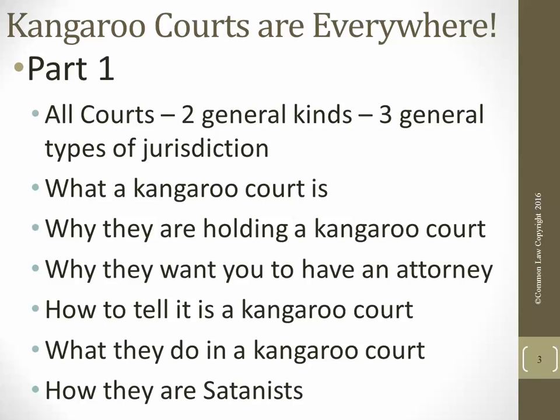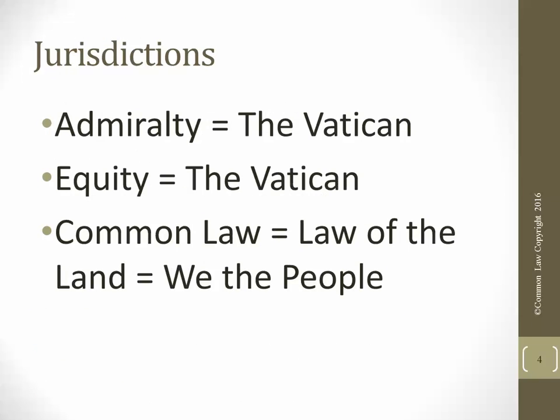All courts, there's two general kinds of courts. These are things we're going to cover. There's three general types of jurisdiction, what a kangaroo court is, why they're holding a kangaroo court, why they want you to have an attorney, and how to tell it is a kangaroo court and what to do in a kangaroo court, and how they're Satanists. That's what they are. It's all coming from the Vatican.